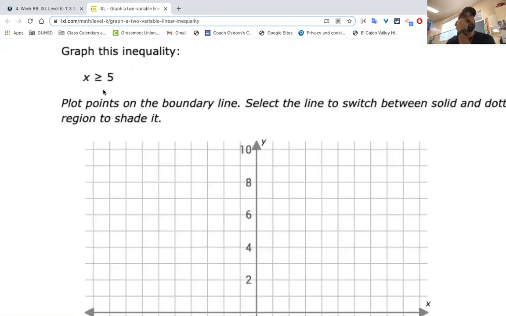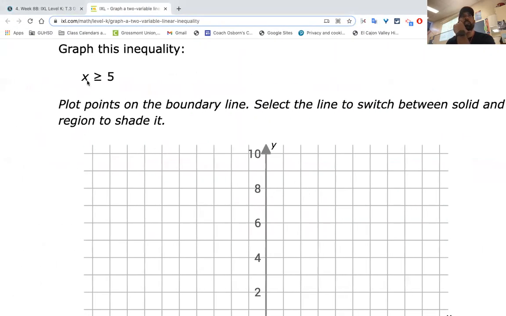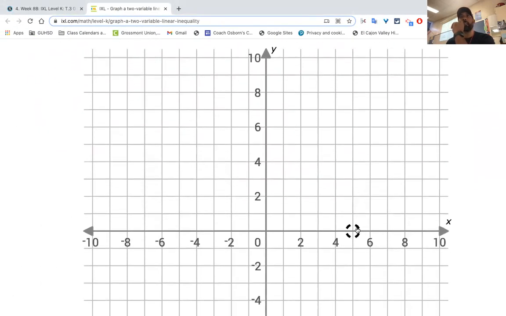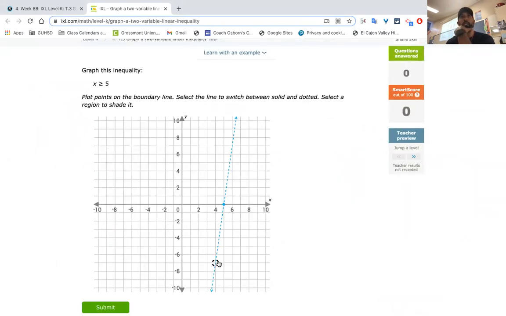Well, if it's only x itself, I have this little graphic here. If it's just x, it's going to be a vertical line like this. And then the less than or greater than determines where the shade will go. Okay, so here, this is a vertical line at x equals 5. And remember on IXL, you just need 2 points to make a line. So I can put a point anywhere up and down this line.